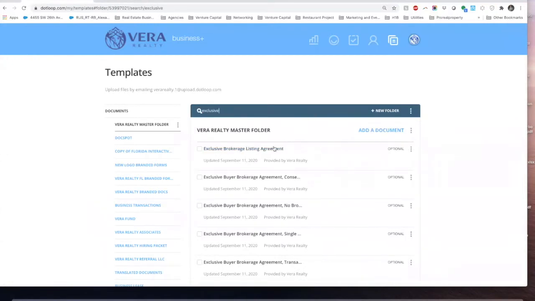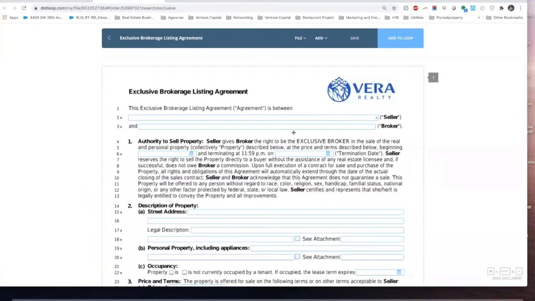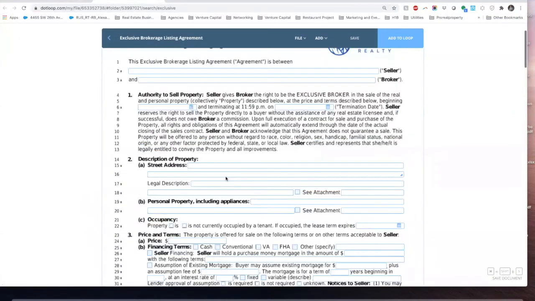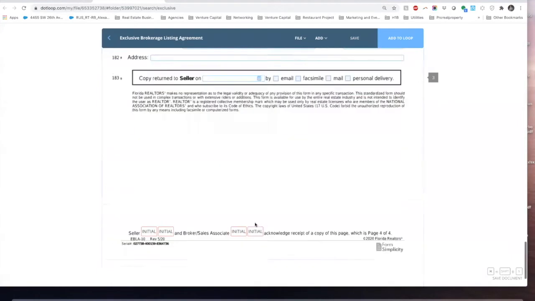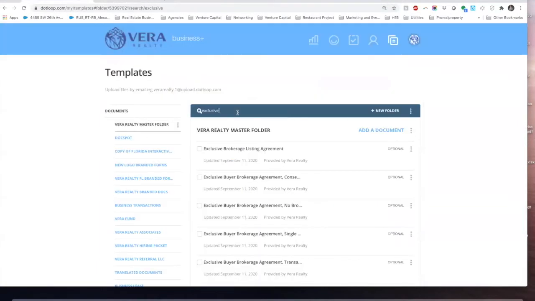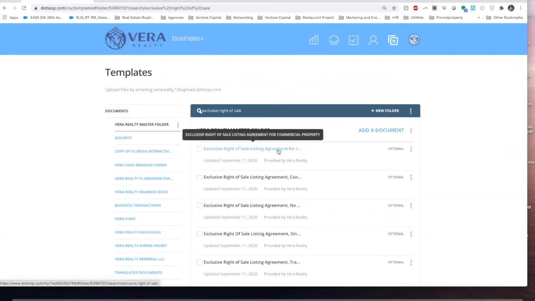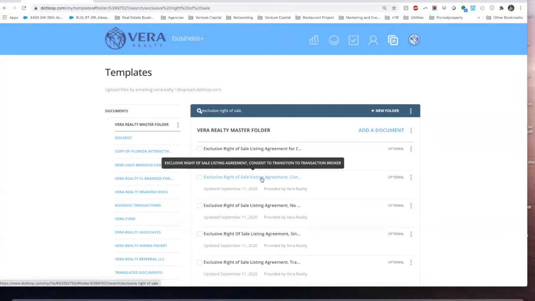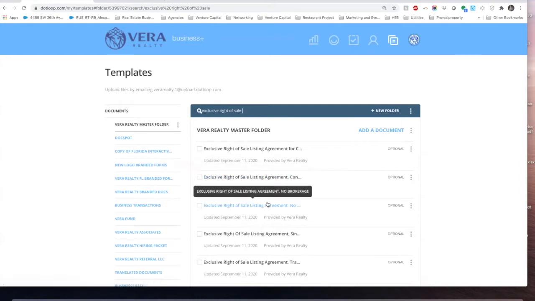Exclusive. So the first one which comes up is exclusive brokerage listing agreement, and let's open it up in a separate document. So exclusive brokerage, and let me open up another one as well. Exclusive right of sale listing agreement. The first one, when you point in that loop, says for commercial property, then exclusive right of sale listing agreement transition to transaction brokerage, exclusive right of sale agreement, no brokerage.